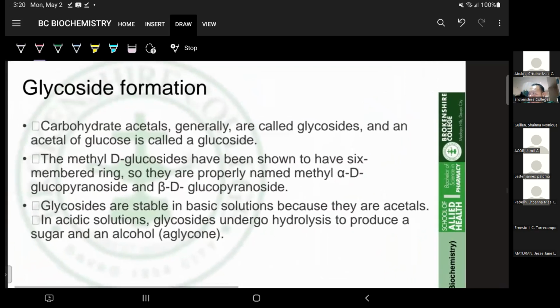So, carbohydrate acetals, generally called as glycosides, okay? And an acetal of glucose is called as a glucoside. Thus, the methyl D-glucosides have been shown to have a 6-membered ring, so they are properly named as methyl alpha-D-glucopyranoside and beta-D-glucopyranoside. Okay, bakit merong glycosides?